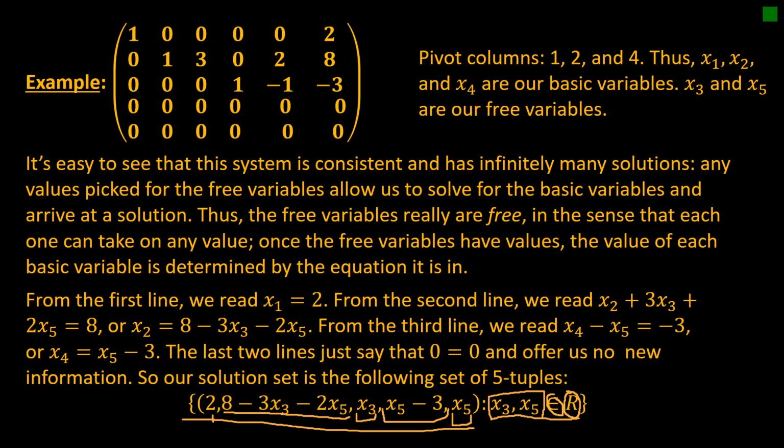So if you pick 0, 0 for x3 and x5, what do you get? Read it with me: it's 2, 8, 0, negative 3, 0. There's a solution. Put in 1, 1, and you get 2, then 8 minus 3 minus 2, help me out, would be 3. So you get 2, 3, 1, 1 minus 3 be negative 2, and then 1 again. There's another 5 tuple. So we can do this all day by choosing different x3 and x5.